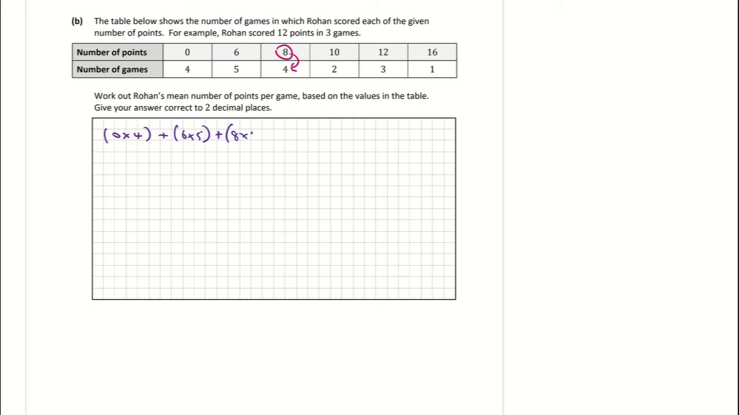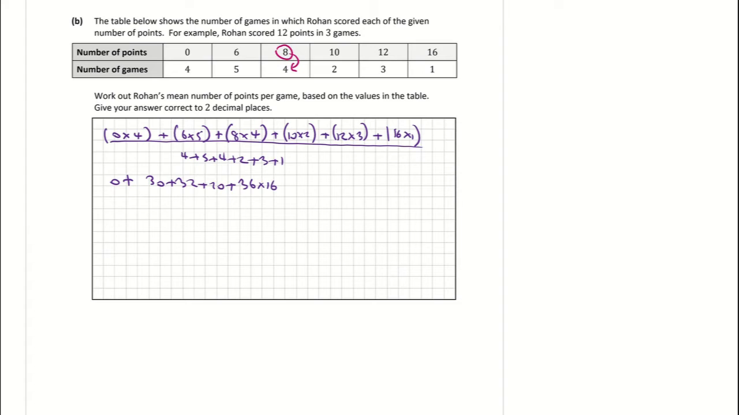So 8 by 4 plus 10 by 2 plus 12 by 3 plus 16 by 1. I divide that by the total number of games, which is 4 plus 5 plus 4 plus 2 plus 3 plus 1. Tidying up the top line, 0 by 4 is 0, 6 by 5 is 30, plus 32 plus 20 plus 36, and 16 by 1 is 16, all over the addition, which gets me 19.